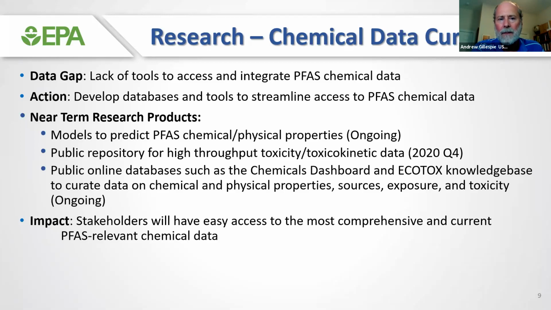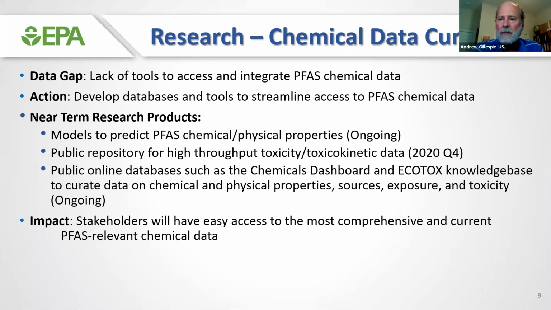We're developing databases and tools to streamline access so that people outside of EPA can get access to the information that we have. So some of the near-term research products, we're developing some models to predict PFAS chemical physical properties using what we call our chemical transformation simulator and some of the other simulators that go into that. We're developing a public repository for some high throughput toxicity and toxicokinetic data, which we're generating right now using some of our high throughput analytical methods.